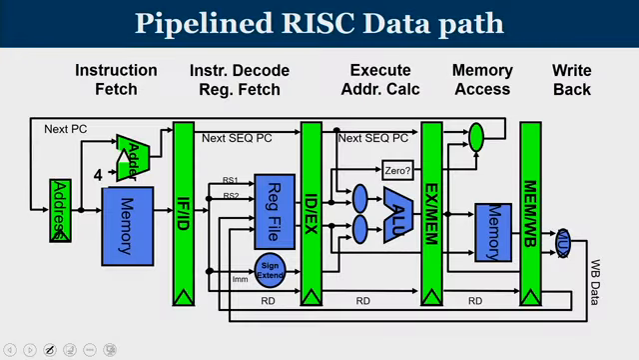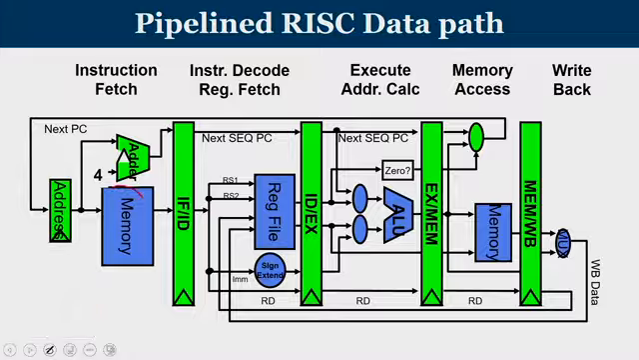This slide is about the pipelined RISC data path. We have started our discussion in this course with a 5-stage instruction pipeline consisting of instruction fetch, instruction decode, execution, memory access and write back stages. Now, we are trying to understand what the role of memory is in this context.